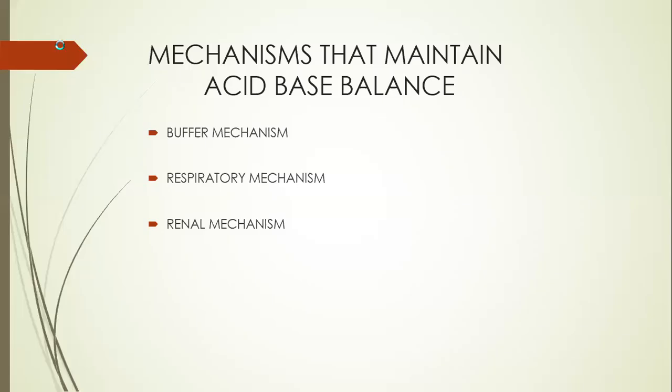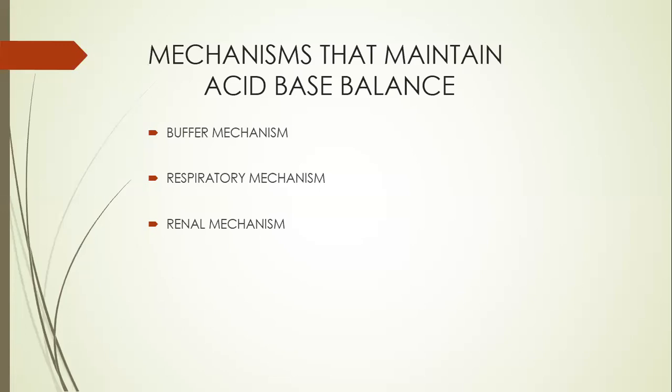Okay, so yesterday we were talking about mechanisms that maintain the acid base balance. There are three mechanisms by which the acid base is balanced. First one is the buffer system or buffer mechanism, then the respiratory mechanism, as well as the renal mechanism. So we will look into detail what these mechanisms are.